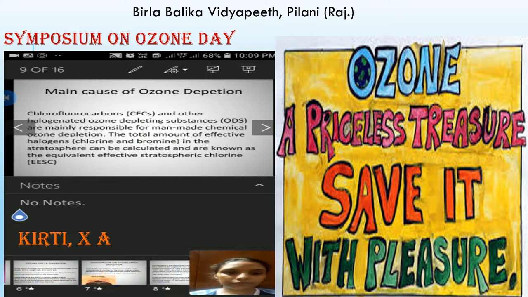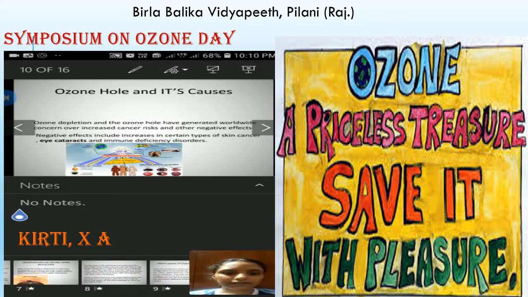Now the main cause of ozone depletion is the use of chlorofluorocarbons, which we use in ACs and in refrigerators. And nowadays the government has also started some programs to stop the overuse of CFCs, because they are really damaging our environment, and that is so harmful for us.